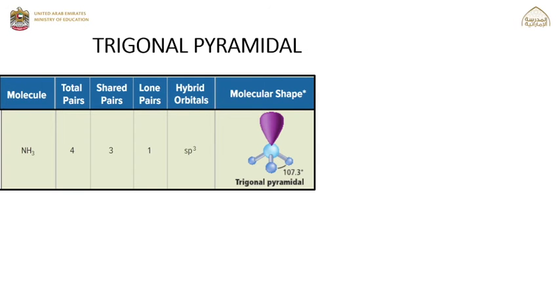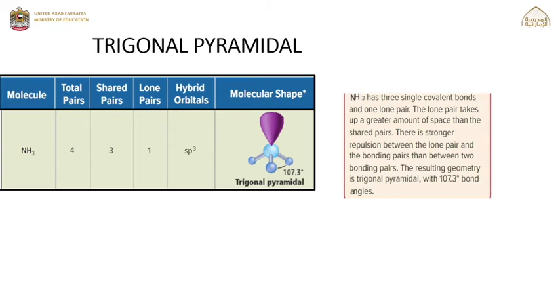And for trigonal pyramidal, NH3, ammonia, is a very good example. It has 3 single covalent bonds and 1 lone pair. The lone pair takes up a greater amount of space than the shared pairs. There is a stronger repulsion between the lone pair and the bonding pairs than between two bonding pairs. The resulting geometry is trigonal pyramidal with 107.3 degree bond angles. The hybrid orbitals of trigonal pyramidal are sp3. It has 1 lone pair and 3 bonded pairs. In total, they have 4 pairs.